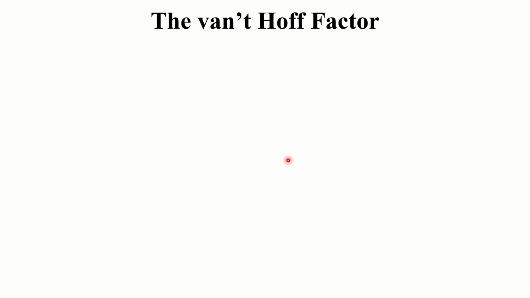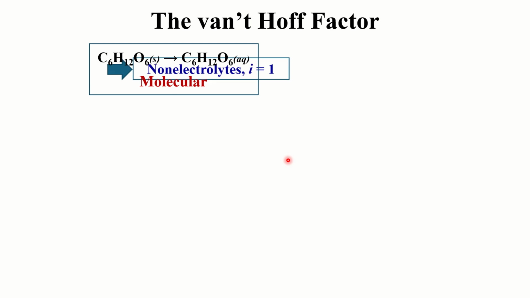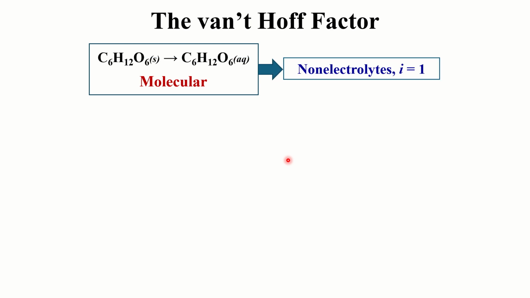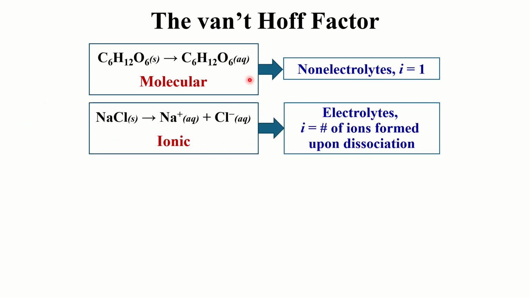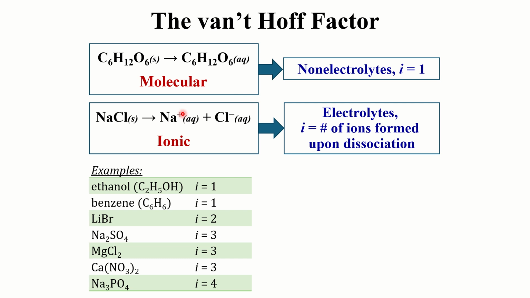So we can quantify this with something called the Van 't Hoff factor. So molecular compounds have a Van 't Hoff factor of 1. It's basically non-electrolytes. Van 't Hoff factor, which is defined by the variable i. They have a Van 't Hoff factor of 1. And the 1 here just means that you have one dissolved particle, essentially. With something like an ionic compound, or basically electrolytes, your Van 't Hoff factor i is defined as the number of ions formed upon dissociation. So sodium chloride here, for example, would have a Van 't Hoff factor of 2. It forms 2 ions upon dissociation.